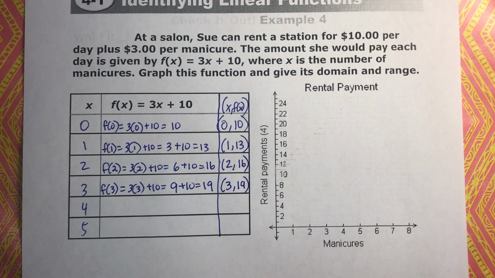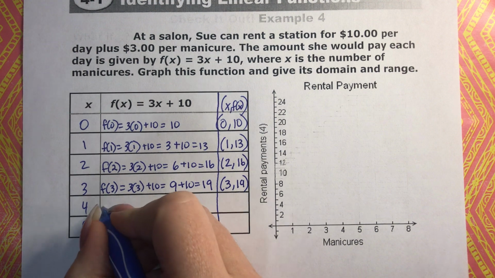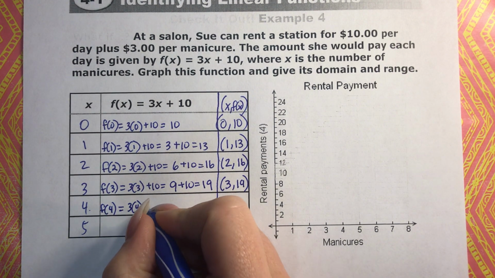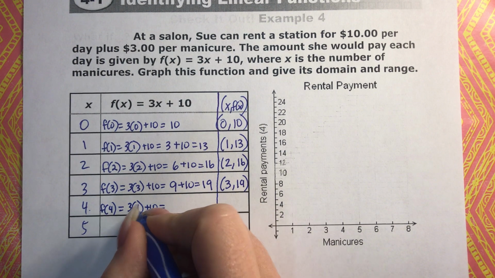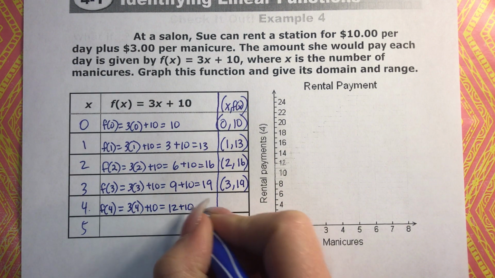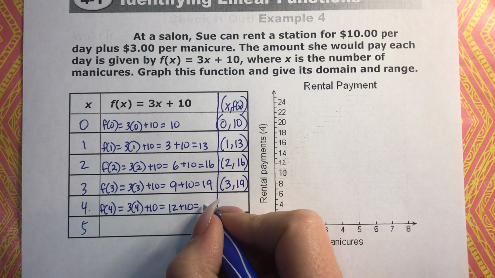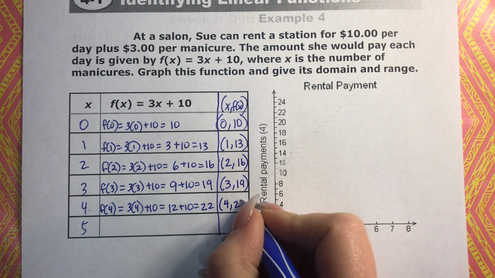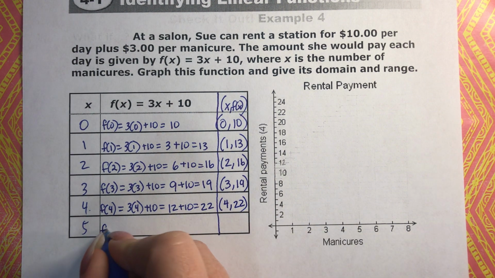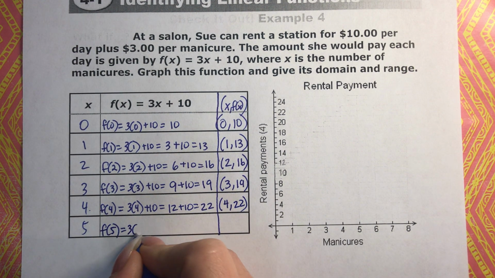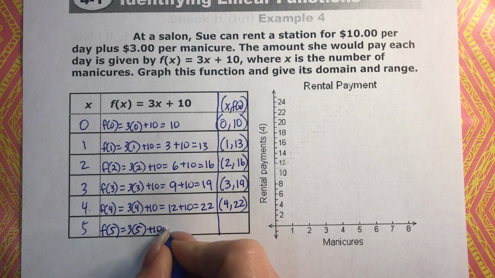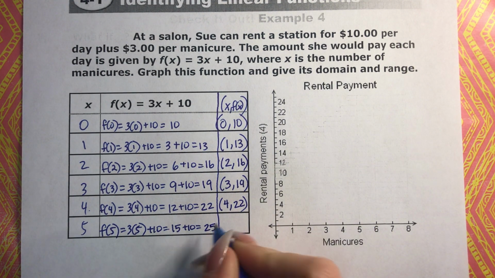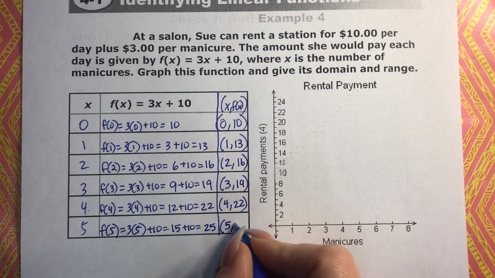And what else do we have? Right here, f of 4. We're going to figure out what. So 3 times 4 plus 10 equals 3 times 4 is 12 plus 10. That's going to give us what? 22. So (4, 22). And lastly, f of 5 equals 3 times 5 plus 10. 3 times 5 is 15, which is 25. We end up with (5, 25).